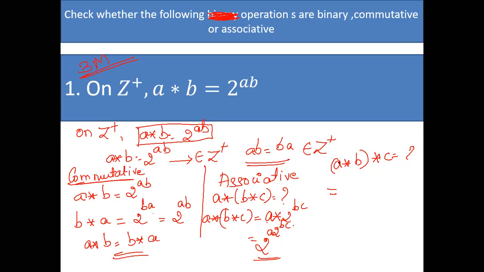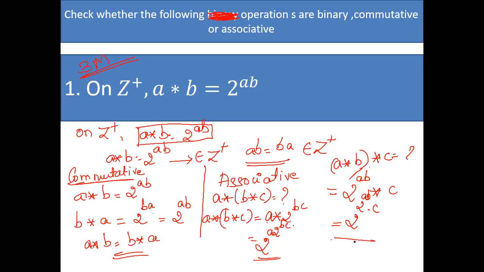Okay, students. Now find A star B star C. So first find A star B. We know the definition, it is 2 to the power AB star C. Next, you apply the definition for these two numbers. Where there was A, we now have 2 to the power AB, and where we had B, now it is C. So if you replace, it is 2 to the power AB into C.